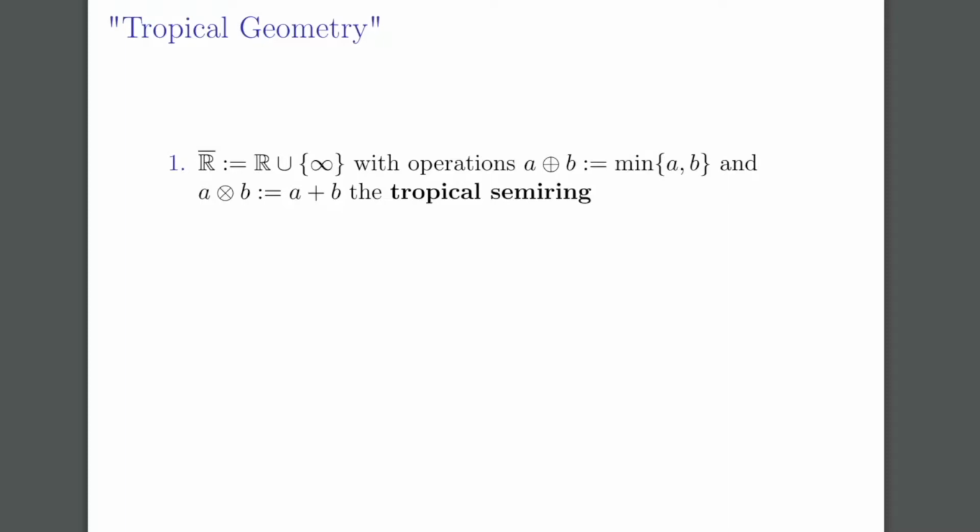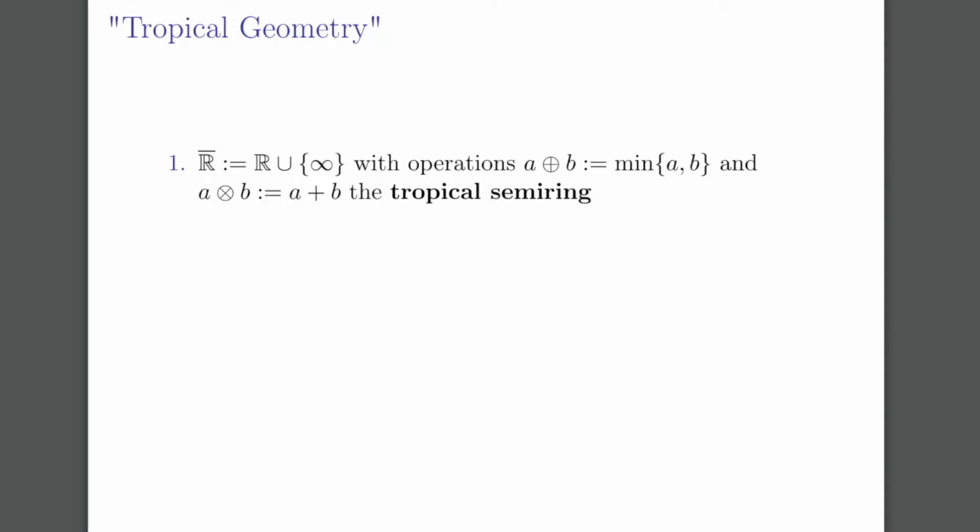The main object, or one of the main objects we study in tropical geometry, is called the tropical semiring, which is this set R bar, the set of real numbers together with infinity. And it has different operations than we're used to. A tropical plus B is the minimum of A and B, and A tropical times B is just the standard sum of A and B.